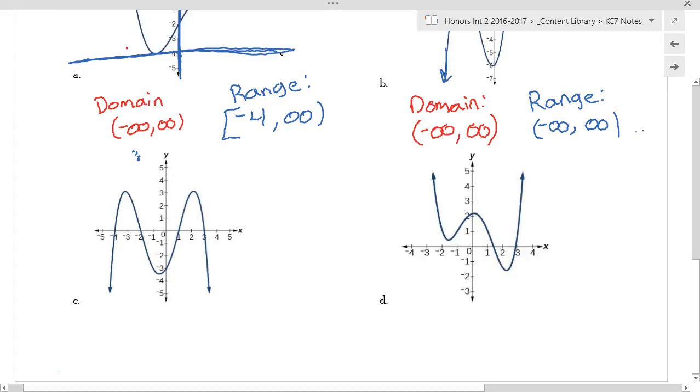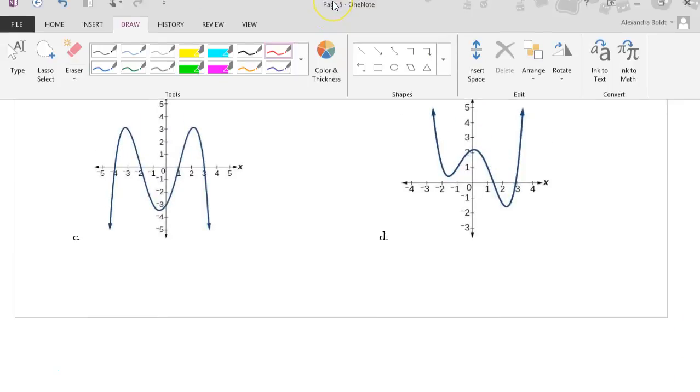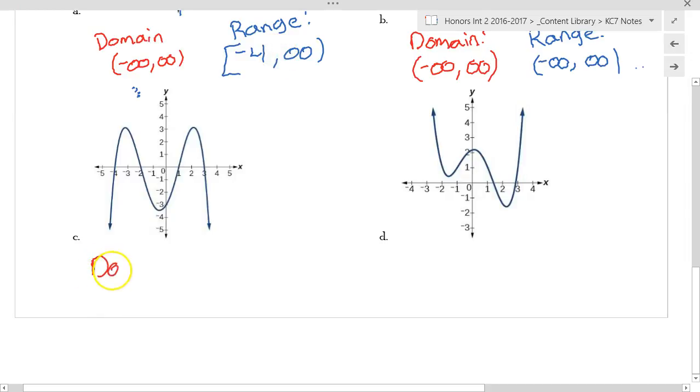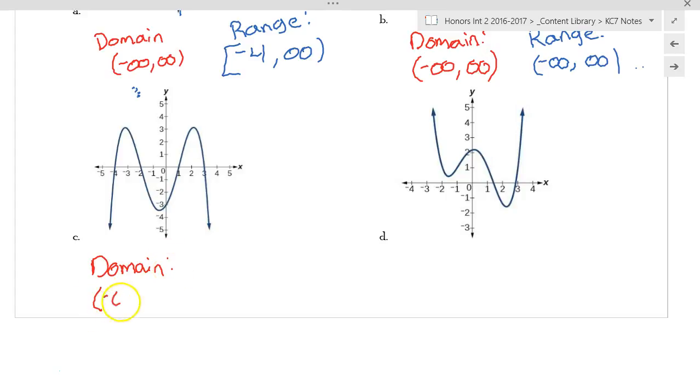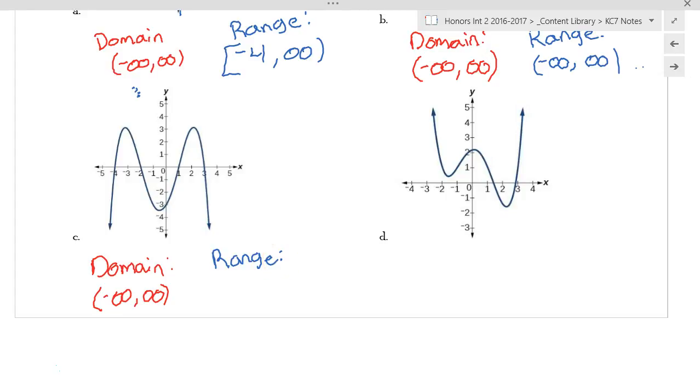All right, let's look at C. For C, our domain, just like before, is negative infinity to infinity. Always, always, always. Because again, it never starts, it never stops. Okay. Our range, right? Again, where do I start? At the bottom, right? Well, these both go down forever. So I don't really start anywhere since it's going down forever. It's going to be negative infinity.